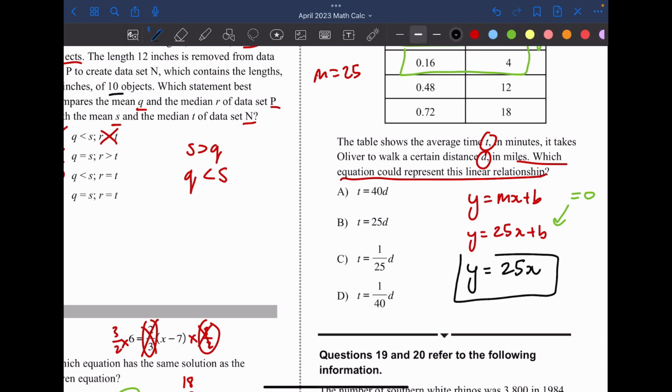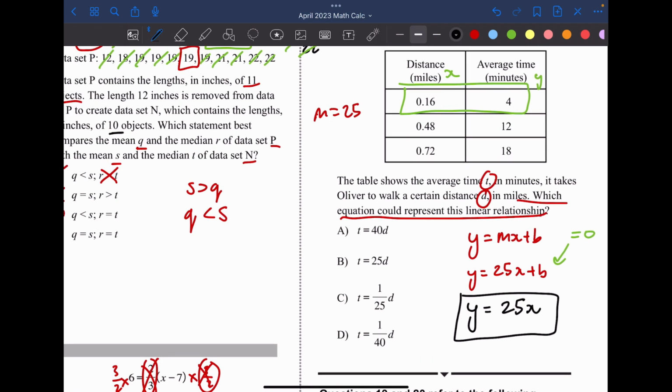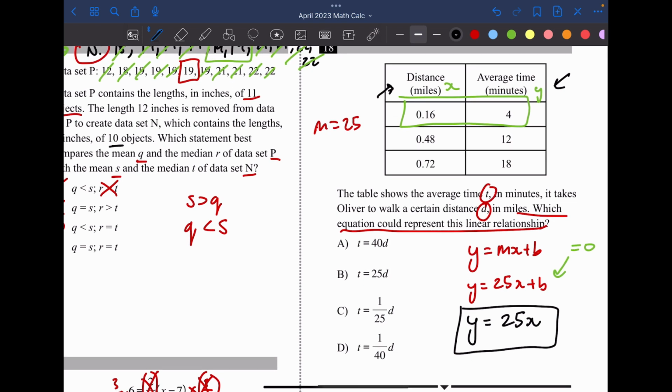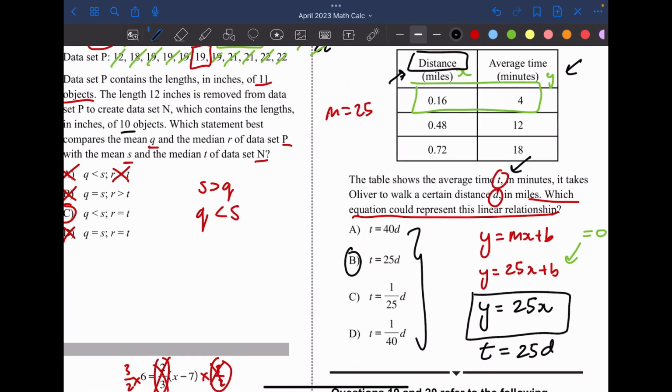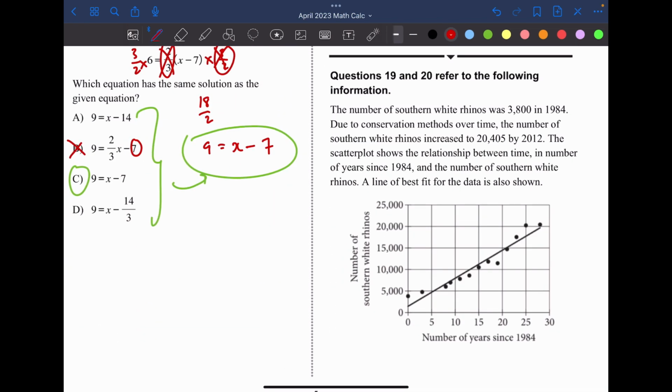So this is our function, but we used y and we used x. Instead of y and x, let's actually replace them. For y, we would have the average time in minutes, so t is equal to 25, then instead of x, we would have the distance, which is d. So which of these options over here are the same as the answer that we got? It has to be b. So that's how we found that. Basically, find the slope and you're done.